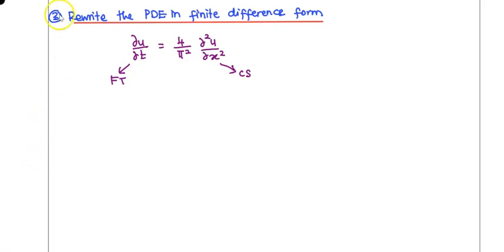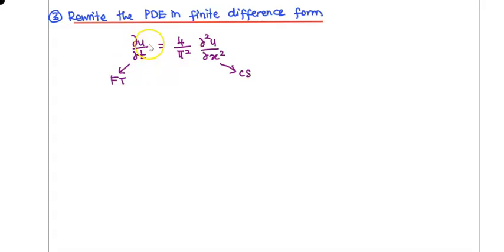Alright, step number 3 is to rewrite the PDE in a finite difference form. Rewrite the heat equation that is given to us in the problem with the finite difference form formula. So you are given U sub t, or del U del t, equals 4 over pi square del square U del x square. And remember, this is the FTCS scheme.